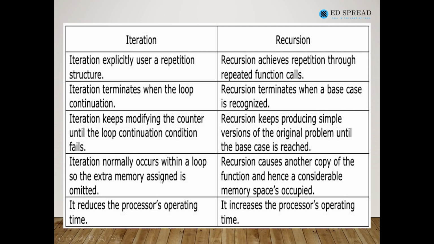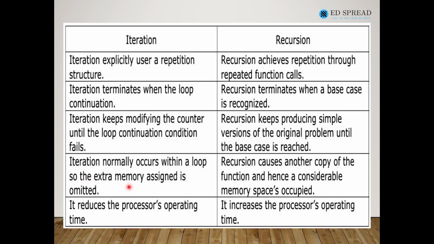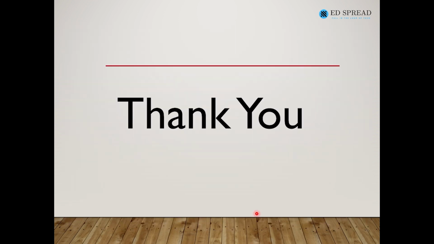Iteration normally occurs within a loop, so the extra memory is omitted. Recursion causes another copy of the function, and hence a considerable memory space is used. So you need to remember about the memory too, the space complexity. Now, if it has more space complexity, that particular approach is usually not preferred. That part will be taught in the advanced stage. You're just in the basic stage right now. Recursion increases the processor's operating time.